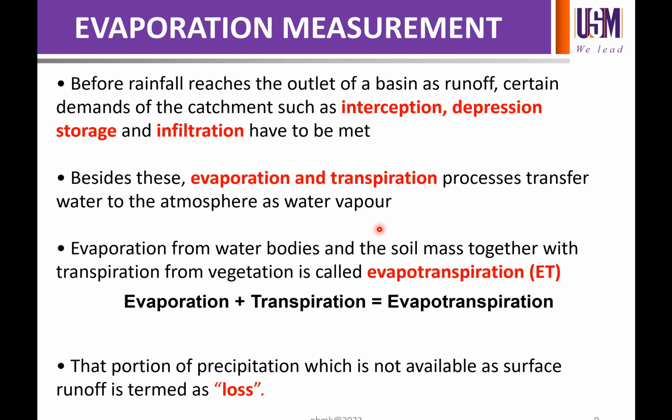Since we need to know how to estimate or measure evaporation, you also need to know the term evapotranspiration, where the process involves transpiration from vegetation. Usually this is more significant in terms of the volume of water. The portion of precipitation that is not available as surface runoff is what we call loss.